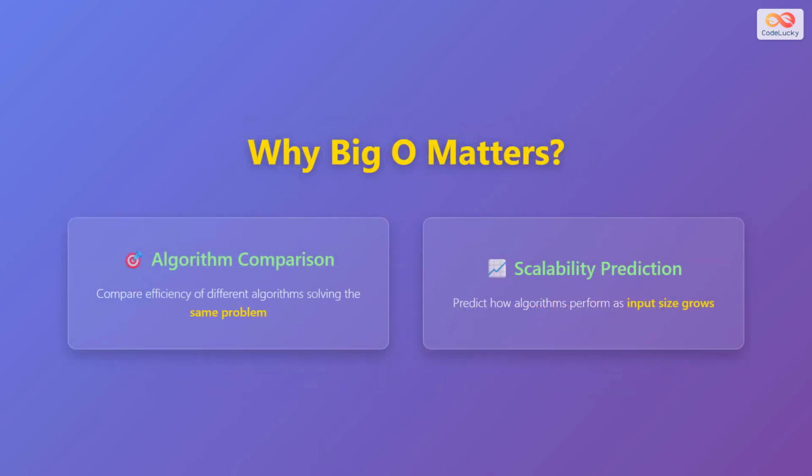Now the question arises, why should you care about big O notation? Well, first, it allows us to compare the efficiency of different algorithms designed to solve the same problem. Imagine you have two different ways to sort a list of numbers. Big O notation can help you determine which method will perform better as the list gets longer.